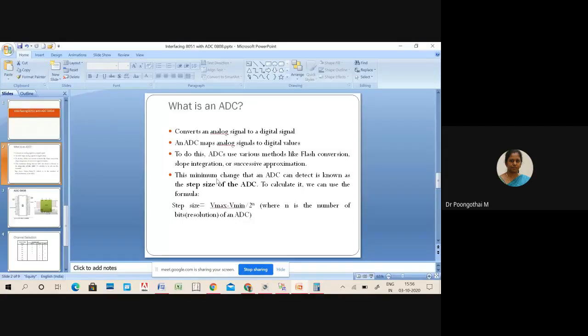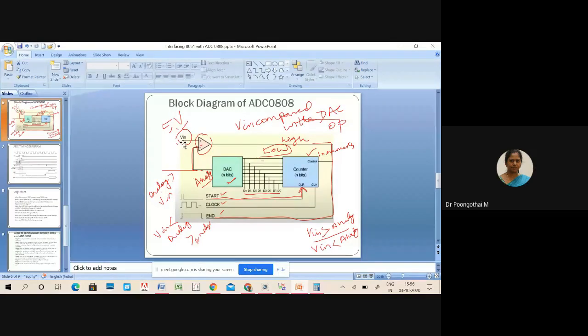So Vin is your analog input, and that analog input is compared with the output of the DAC. Two conditions: if Vin is greater than the analog value, it will generate a high pulse, which will enable the counter to continue the incrementing operation. Suppose Vin is less than the analog value. In that case the comparator sends a low output, which will stop the counter from further incrementing. In that case your conversion process is completed.